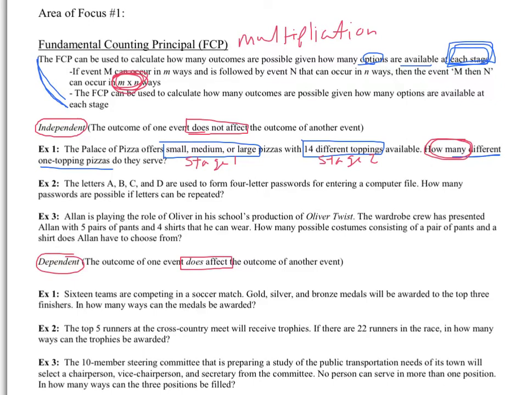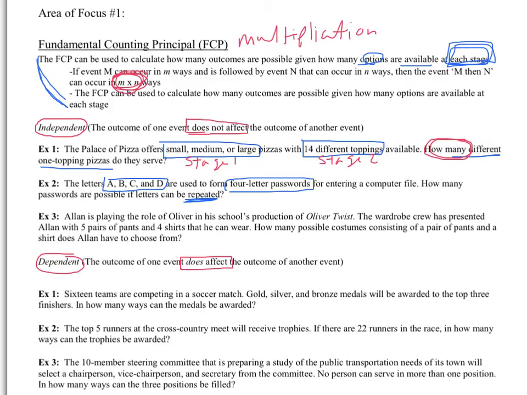Second one, same thing. We have 4 letters to choose from, and we want to make a 4-letter password, and they can be repeated. Now again, I can repeat a letter more than once, so therefore they're independent events, whereas if I couldn't do that, if I chose A, or if I had A as my first letter, I couldn't use that letter again. So that would affect my next choice.